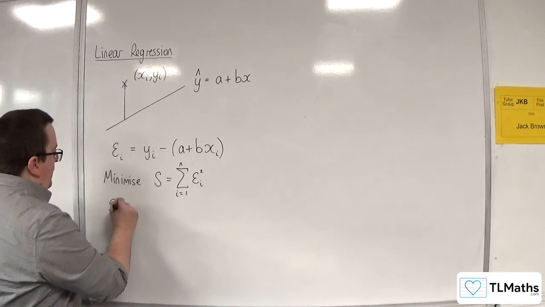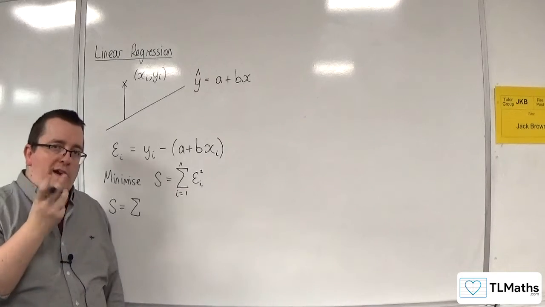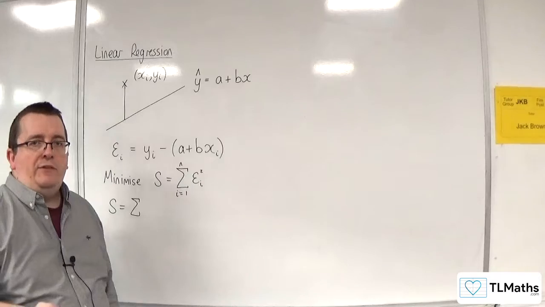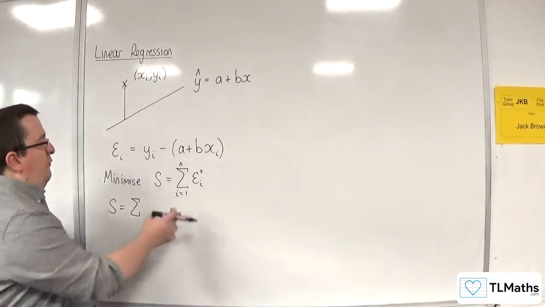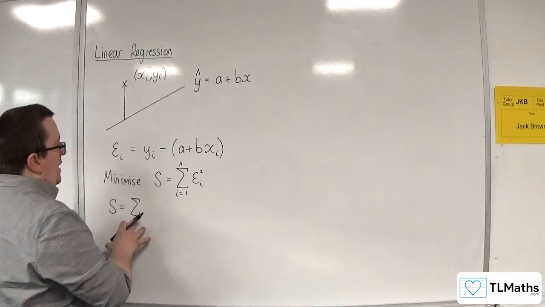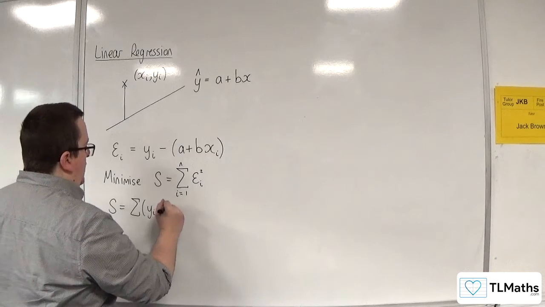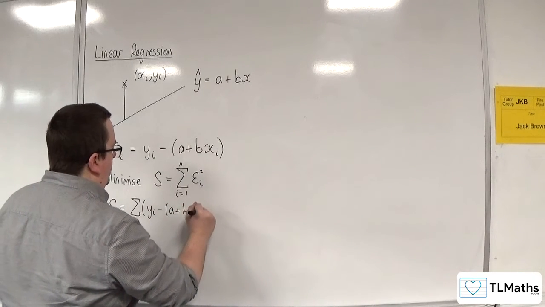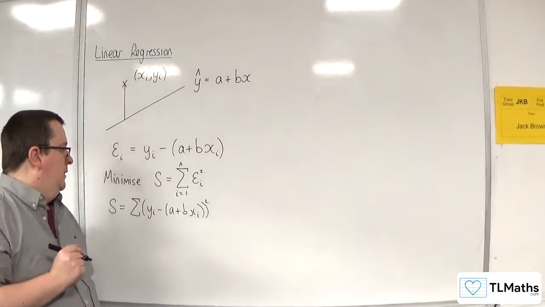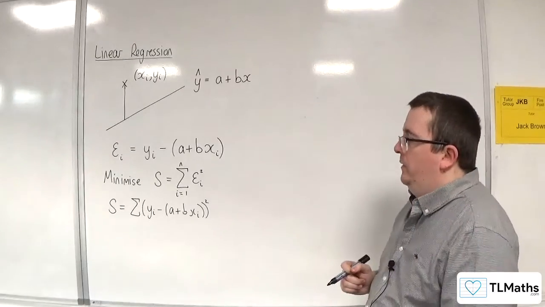So, essentially, S is equal to the sum. Now, I'll forego the i equals 1 to n here, okay, because we know what those bits are. It's just going to get really messy if I write all of those down all the time. So I'll forego writing i equals 1 to n now, because that won't change. So it's going to be the sum of all of that squared. So yi take away a plus bxi squared, like that. Okay? Right, so I want to minimize this.